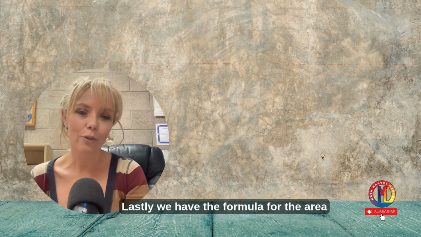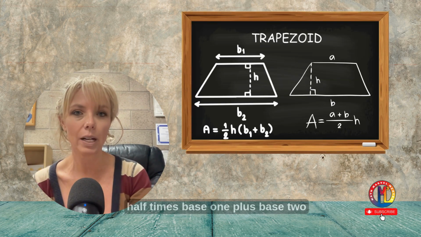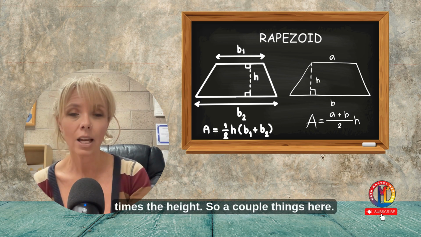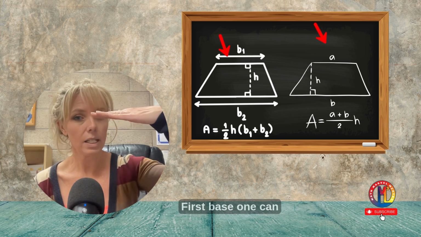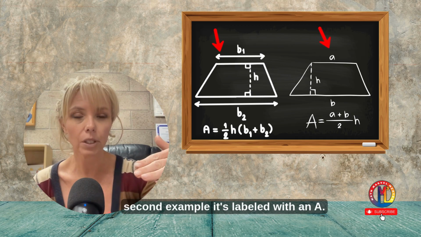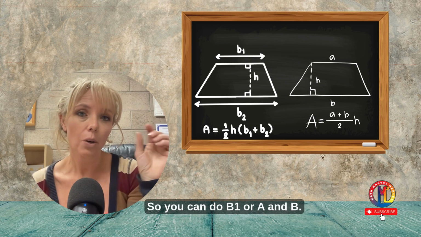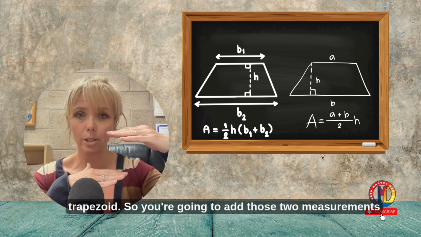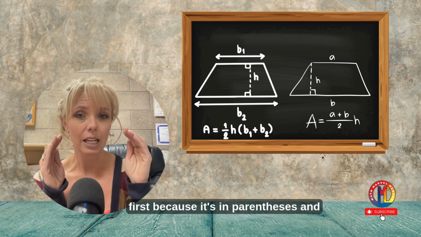Lastly, we have the formula for the area of a trapezoid, and a trapezoid is 1/2 times base 1 plus base 2 times the height. So a couple things here. First, base 1 can be your top line, or as you can see in this second example, it's labeled with an A. So you can do B1 or A, and B, it's basically the top and the bottom of your trapezoid. So you're going to add those 2 measurements first because it's in parentheses.